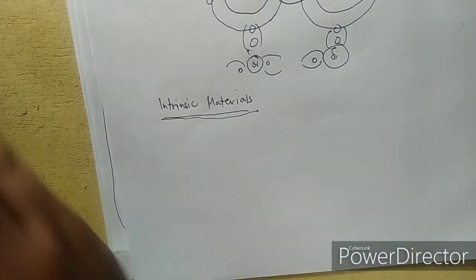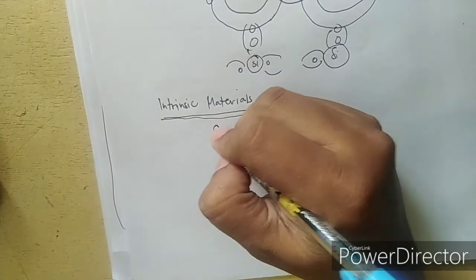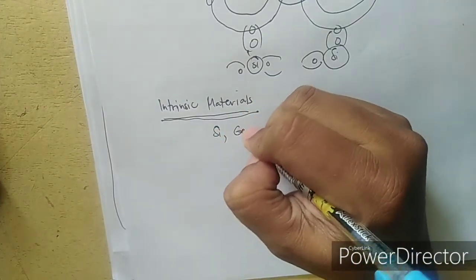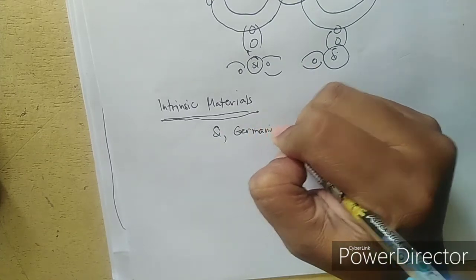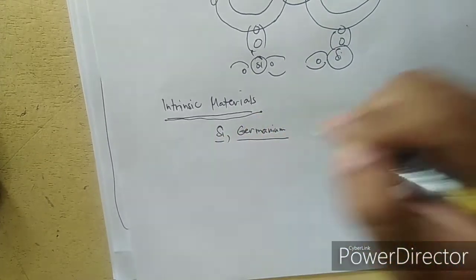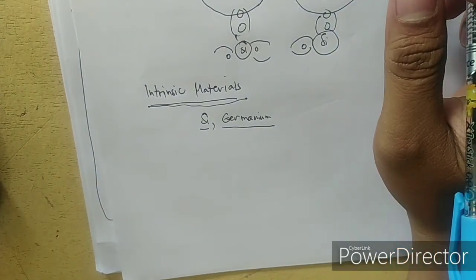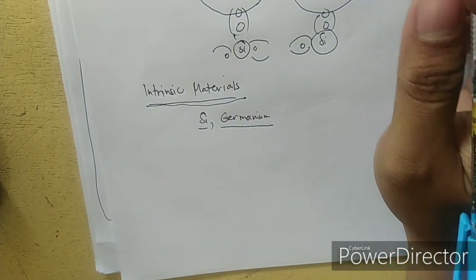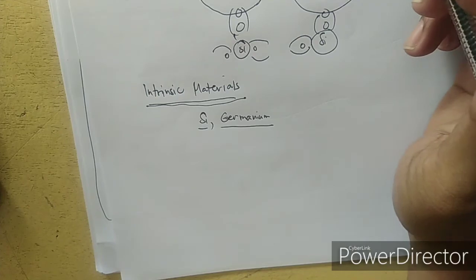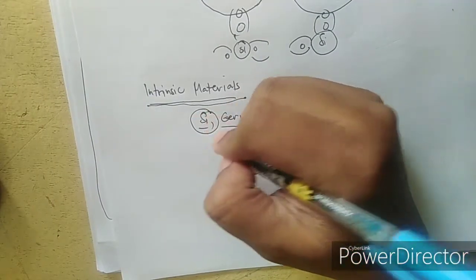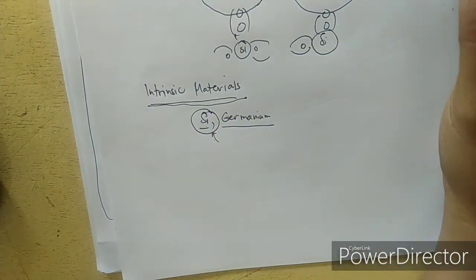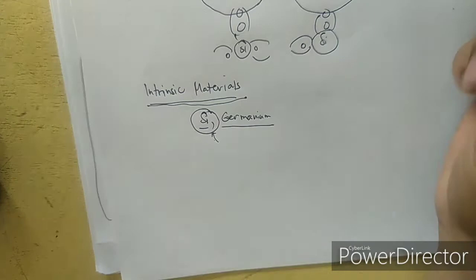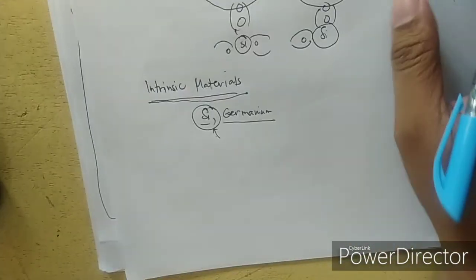An example of intrinsic material is silicon, and also germanium. These are the two commonly used semiconductor materials in the market, germanium and silicon. But the most commonly used is silicon, since the planet is abundant with silicon.